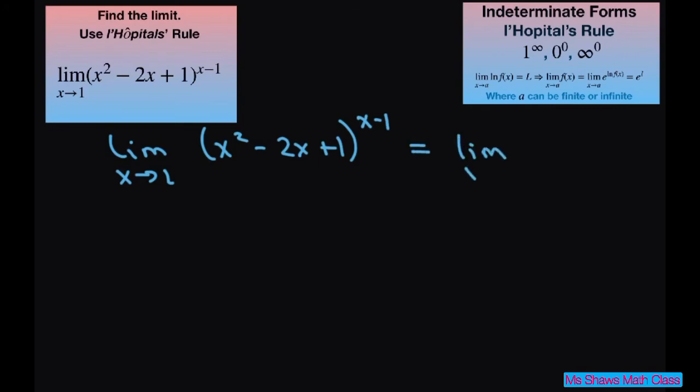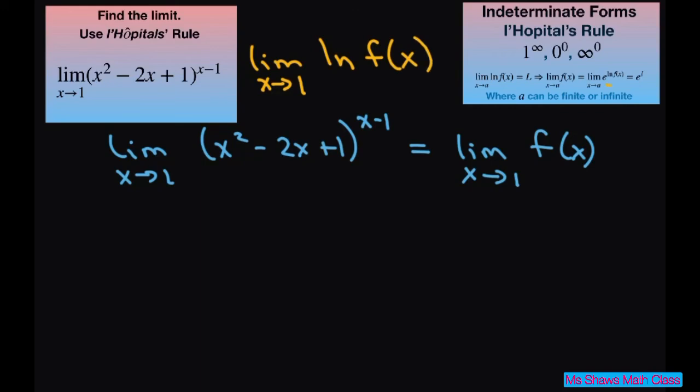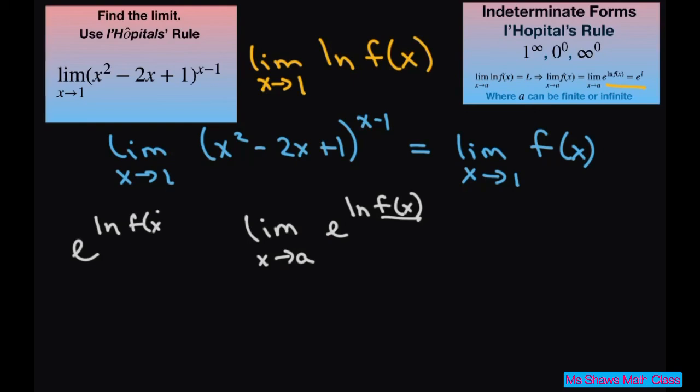the limit as x approaches 1 of f of x. What we have is the limit as x approaches 1 of ln of f of x. So the reason this formula comes in handy is we're going to use the limit as x approaches a of e to the power of ln of f of x. Because we want to find f of x, we know that e to the power of ln of f of x equals f of x.